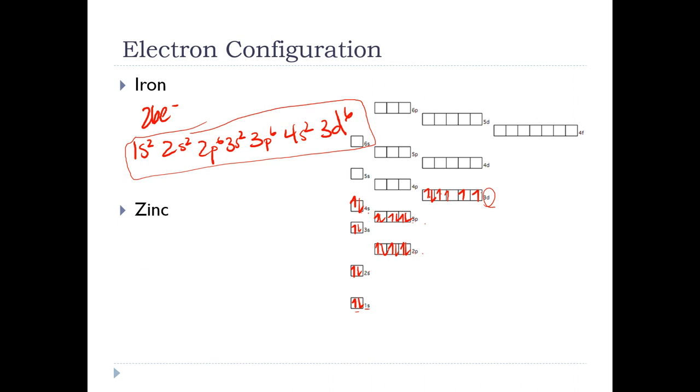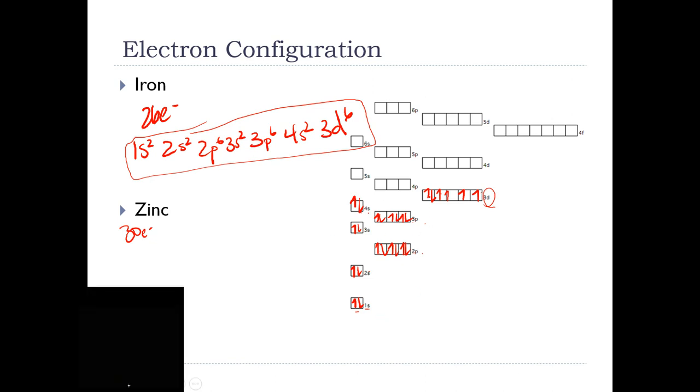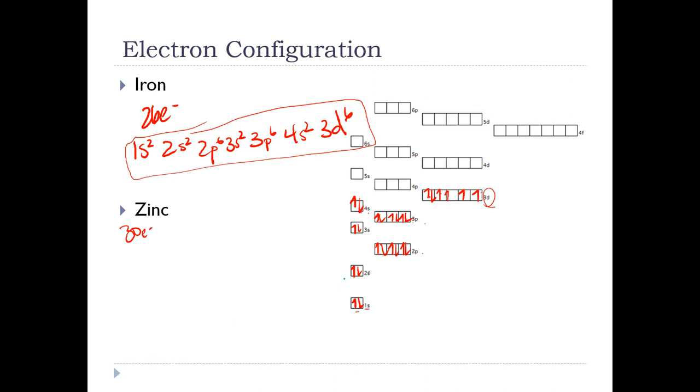Let's do zinc. Zinc is just a couple after iron. Zinc is 30 electrons. I could totally erase and start all over, or I could just add what's new. So I'm going to leave these red guys. This is the first 26 electrons. I'm going to add number 27 so I can get up to zinc's 30. So 27 needs to go right here. 27, 28, 29, 30. So zinc is going to look a lot like iron.